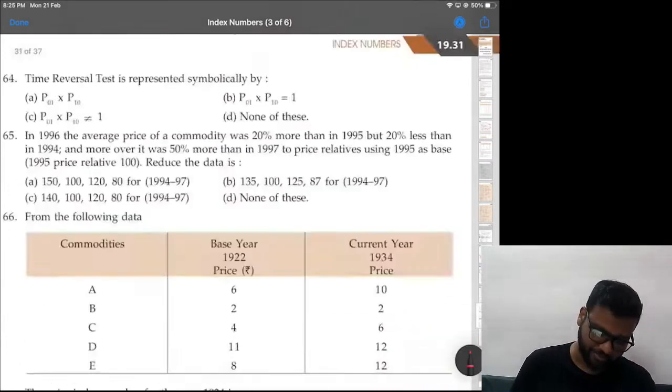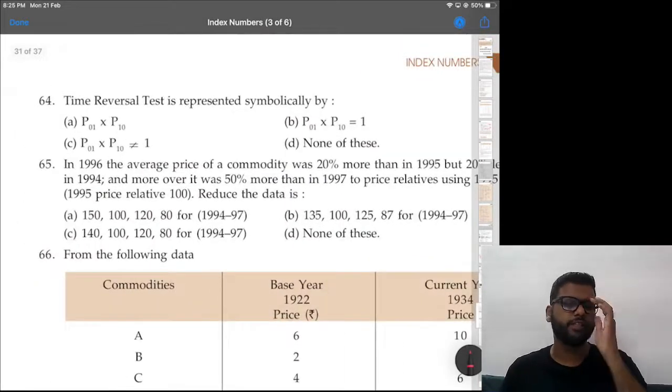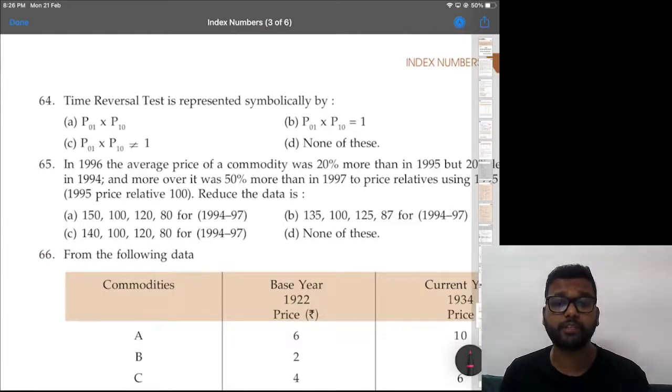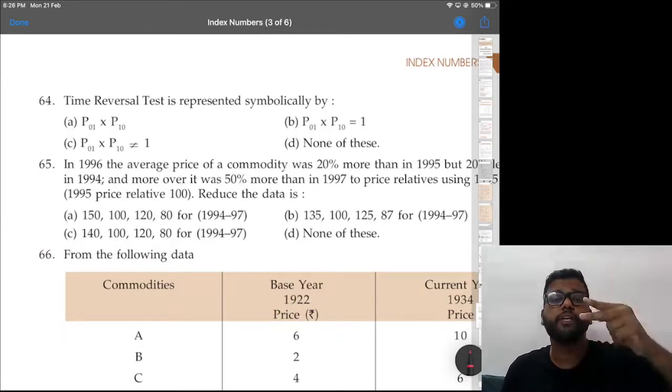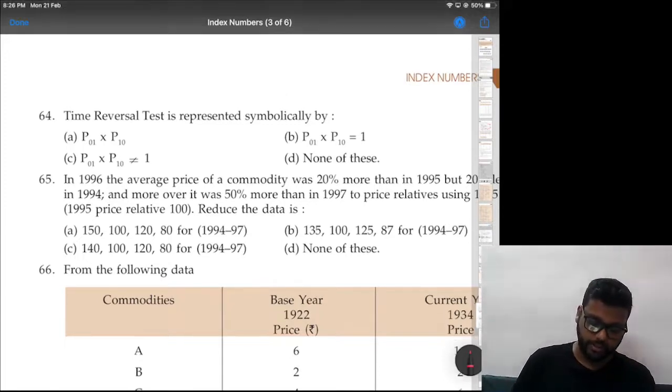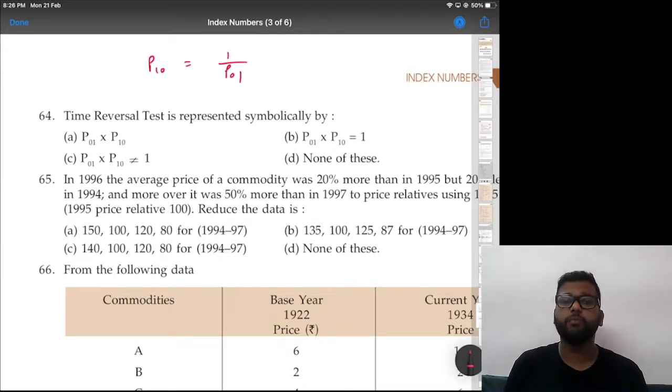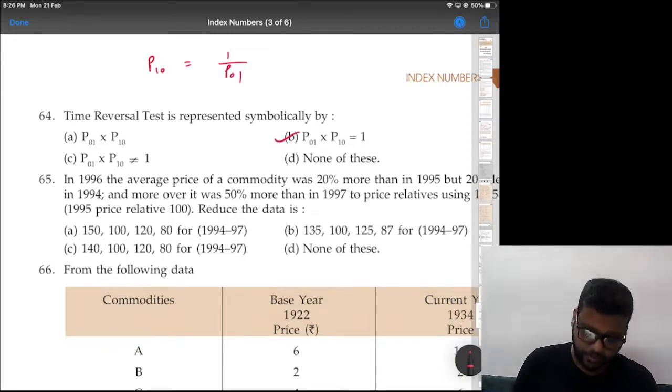Time reversal test is represented symbolically by, understand, time reversal test basically says that if you reverse the base, then your answer should be the reciprocal of each other. That means P10 should be the reciprocal of P01, or if we rearrange, P01 into P10 should be 1. Okay, so B is the correct answer for that.